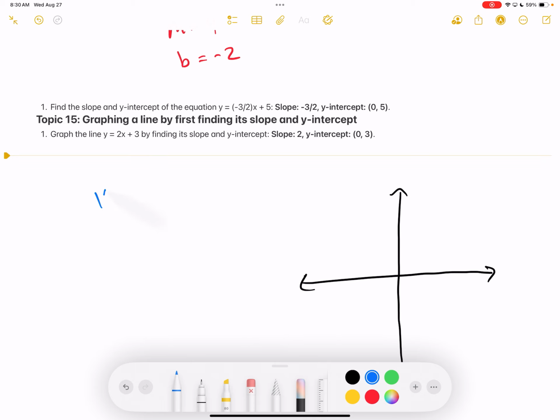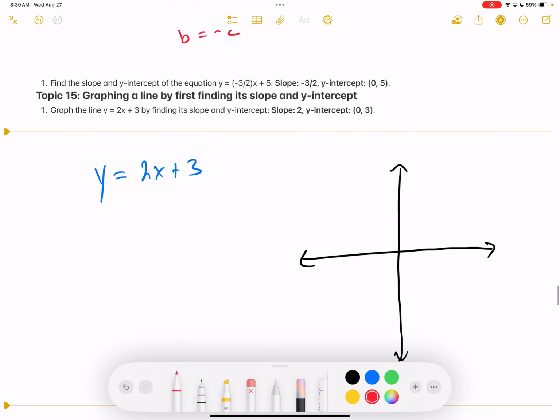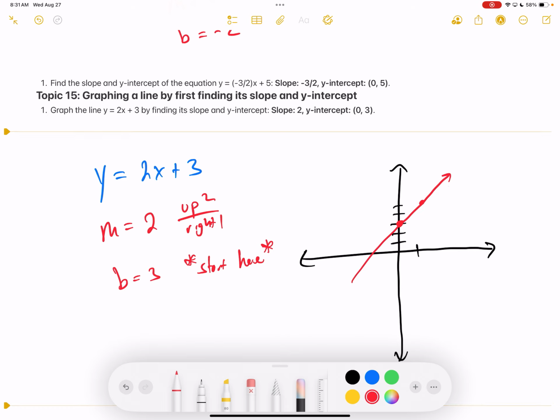Graphing an equation, y equals 2x plus 3. So my slope is 2, which would be up 2 to the right 1. My y-intercept is 3. Kind of feel like we've done the same problem. So up 1, 2, 3. So I start at 3. I go up 2 to the right 1. Is that the same one we just did? Yeah. I think so.